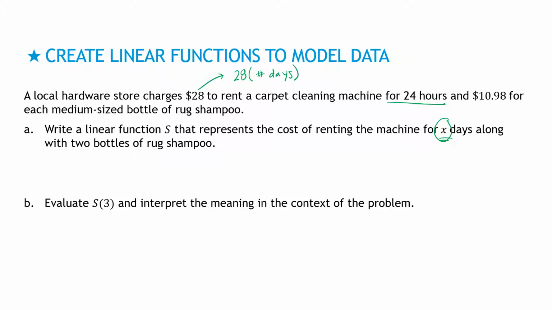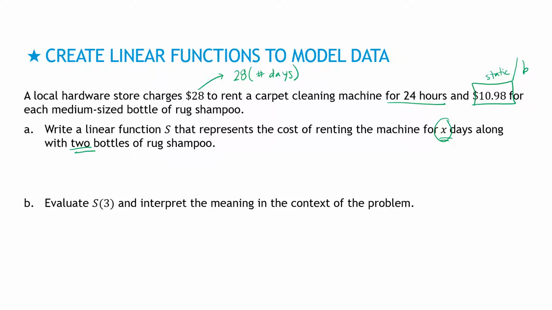Now, is it possible that the other one could have been slope? Of course, because it's $10.98 per bottle. And so if the question said, let's solve for how many bottles, $10.98 would be my slope. But because they're going to tell us how many bottles, $10.98 is going to be my static amount. That's going to be my b value.